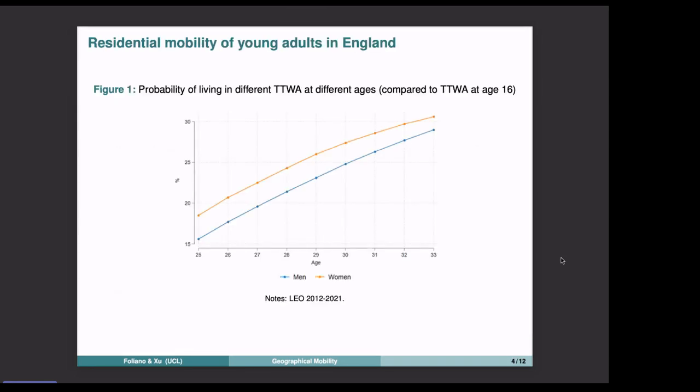As already mentioned, English young adults are very mobile. Here we present the probability of living in different travel to work areas at different ages, between 25 and 33, for men and women. As we can observe, by 33, around 30% of all individuals live in a different travel to work area compared to where they were at age 16. Also in comparison with other OECD countries, English young adults are quite mobile.